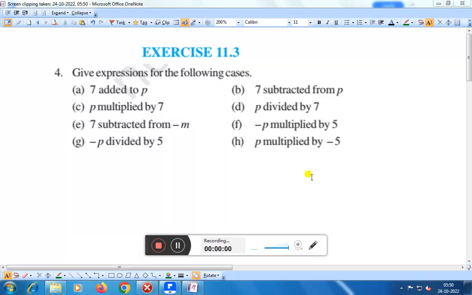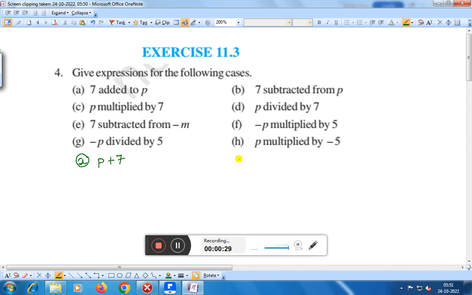Hello everyone. Today we shall discuss exercise 11.3 question number 4. Give expressions for the following cases. 7 added to P. Right, you have to give the expression. That is question number A. Question number A is 7 added to P. That is P plus 7. P plus 7. Right. This is for A.